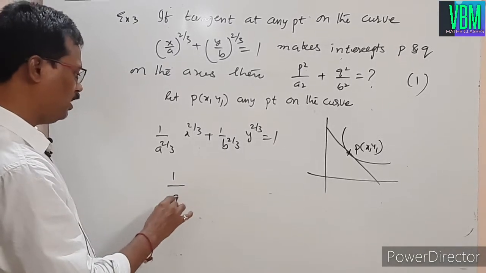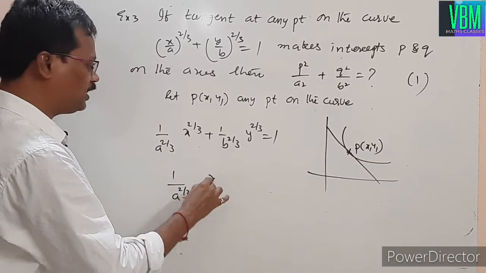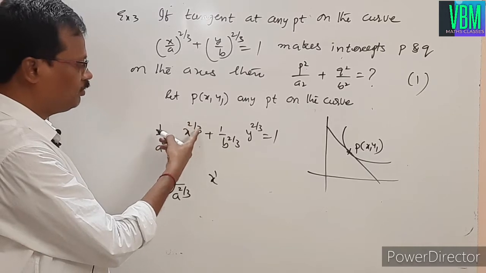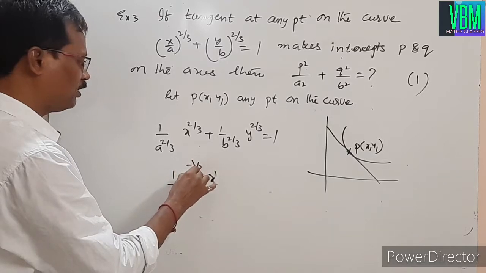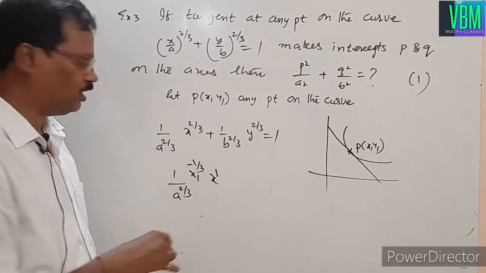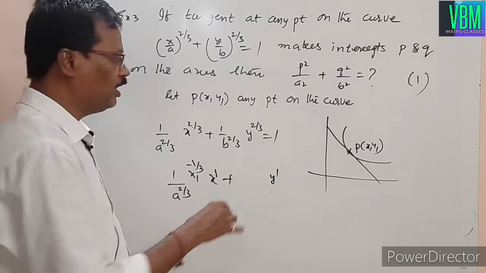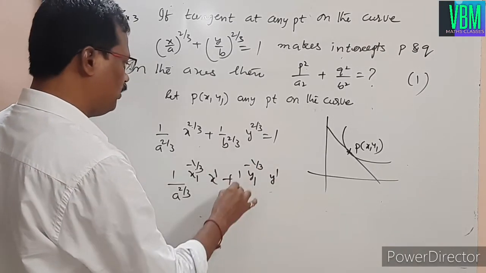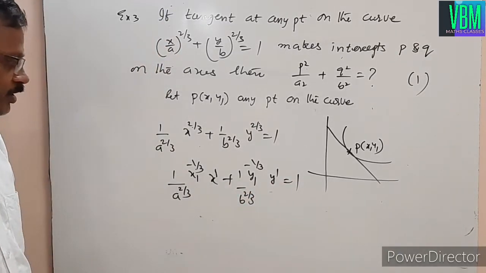How do we write it here? 1 by a power 2 by 3. Now from this x power 2 by 3, x power 1 is separated. Right, what degree is separated? 2 by 3, remaining how much? Minus 1 by 3. That becomes x1 power minus 1 by 3. Now if we see again, 1 minus 1 by 3 will be total 2 by 3. Here also in the y power 2 by 3, y power 1 is separated, so the remaining is minus 1 by 3. That is y1 power minus 1 by 3. This 1 by b power 2 by 3 will be the same, is equal to 1. We got the tangent equation.